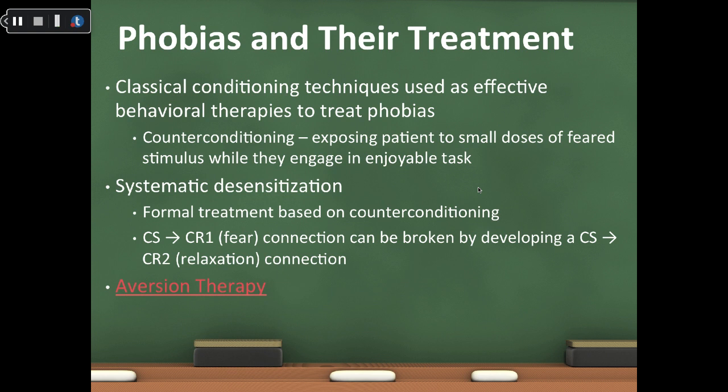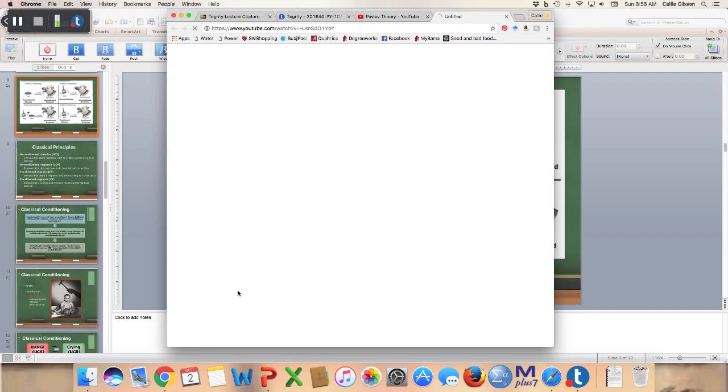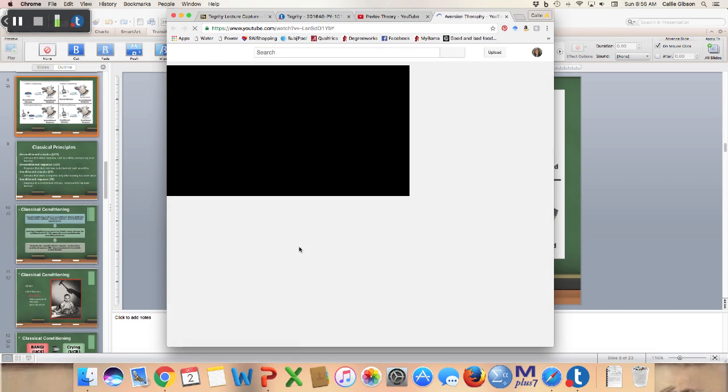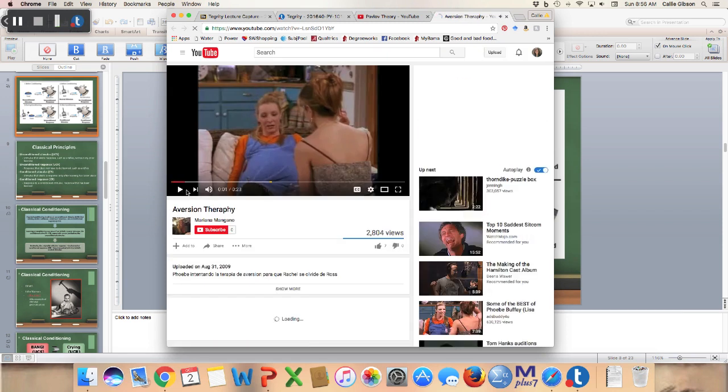Another type of classical conditioning technique is aversion therapy. And this is actually something that therapists use typically to get you to stop going near something. So here's an example of that.